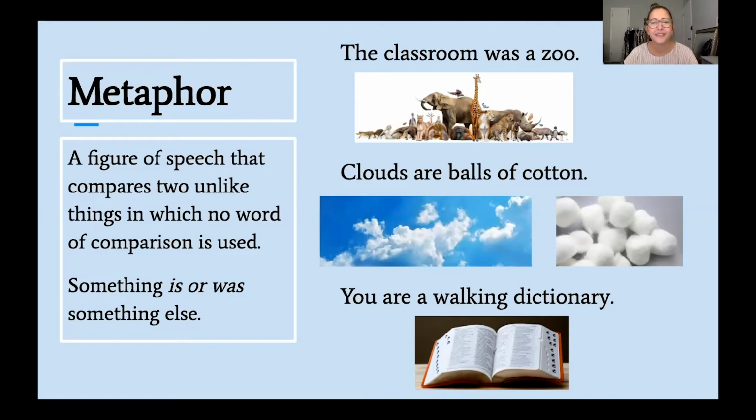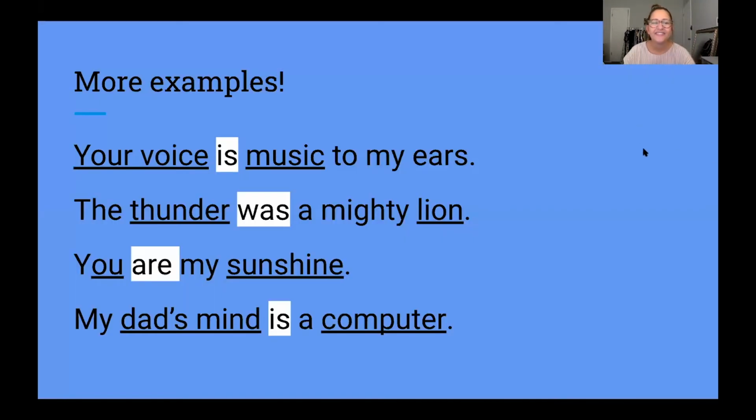So let's look at a couple more examples. So the first example, your voice is music to my ears. So when I say that your voice is music, I mean that your voice is really pretty, that your voice sounds really nice. It almost sounds like music that I'm listening to. So the two things I'm comparing is your beautiful voice to music. And I'm not saying that your voice sounds like music, but your voice is music. And that paints a really good picture in my mind too.